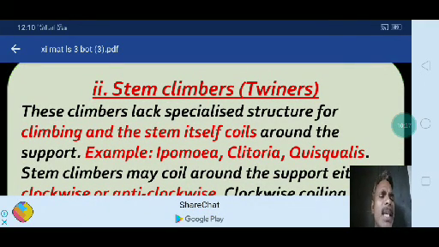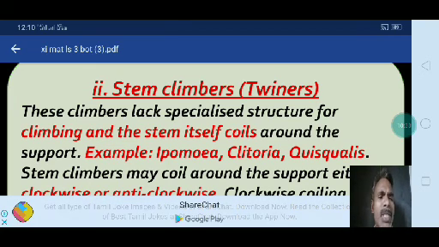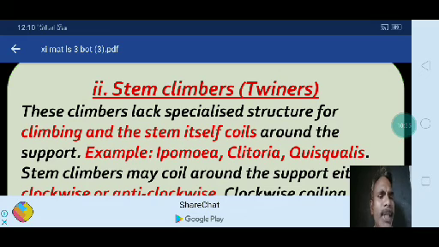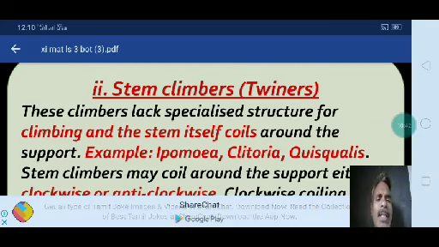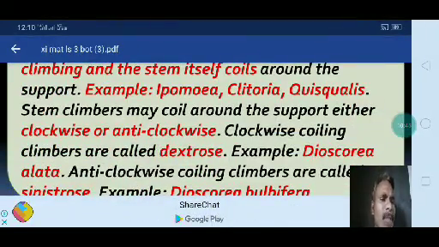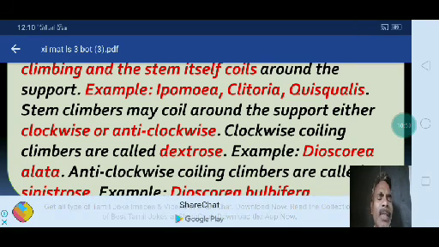These climbers lack a specialized structure for climbing, and the stem itself coils around the support. Example, Ipomoea, Clitoria. Stem climbers may coil around the support either clockwise or anti-clockwise. Clockwise coiling also occurs.